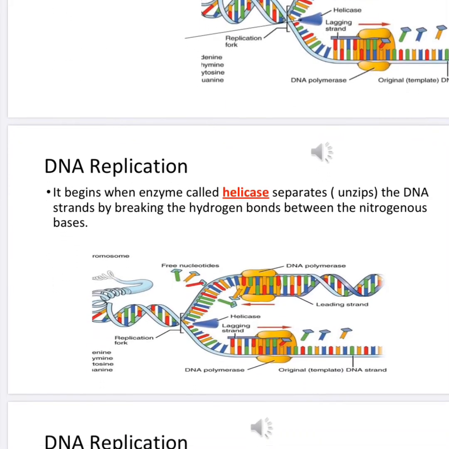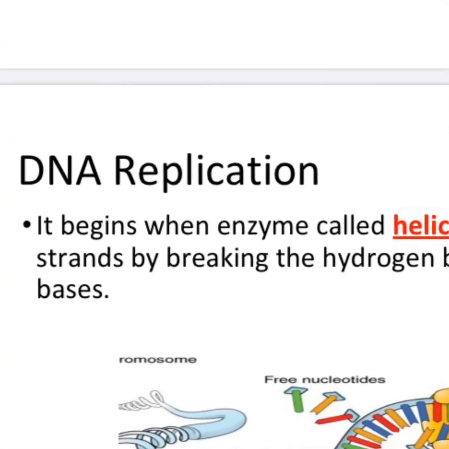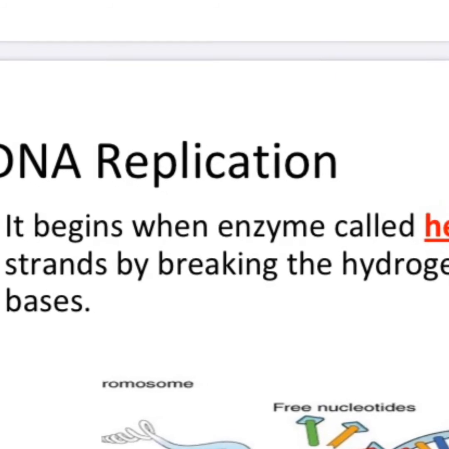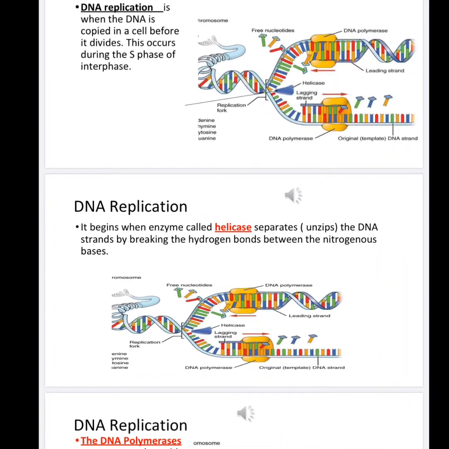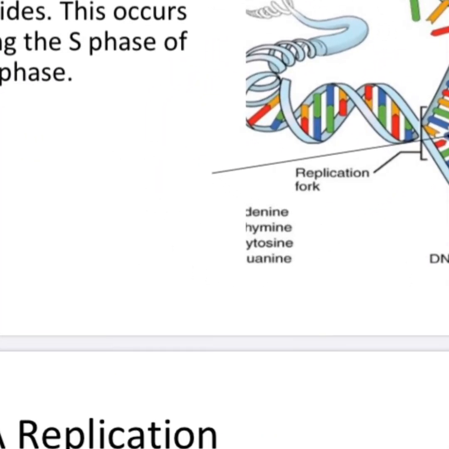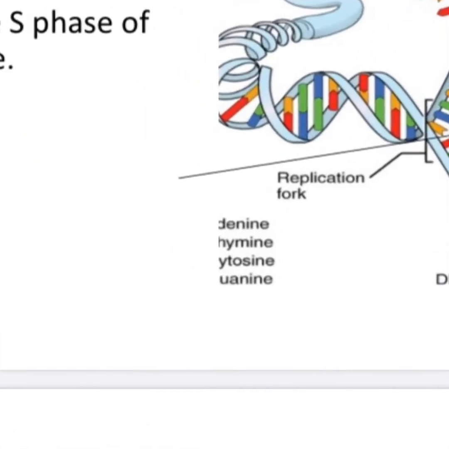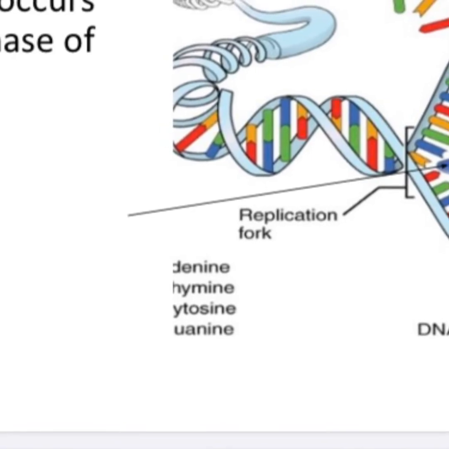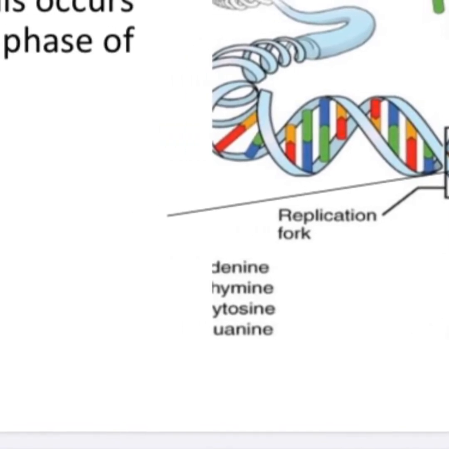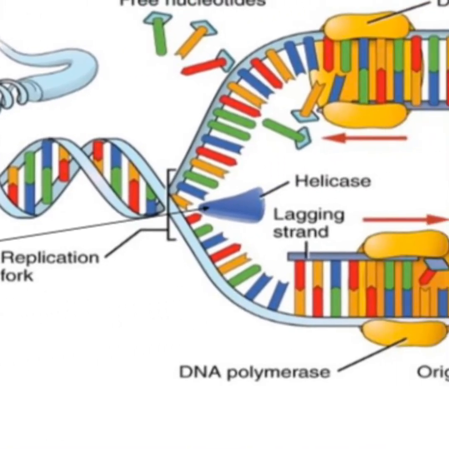How does DNA replication occur? As we know, DNA is a double helix, twisted or wound. We need an enzyme to untwist the double helix, unwind the DNA and separate the strands of DNA.